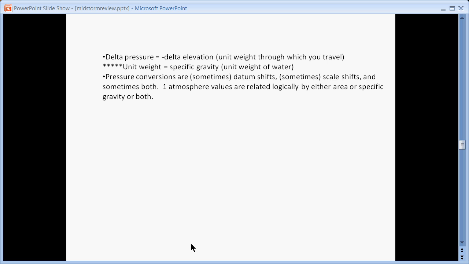Pressure conversions are sometimes datum shift, sometimes scale shift, and sometimes both. Understanding what one atmosphere values are for the systems helps out a lot. An atmosphere is the same as 14.7 pounds per square inch, which is the same as 760 millimeters of mercury. All the other conversions are generally related to those by understanding the specific gravity of mercury is 13.6, and understanding that there are a gross of square inches in a square foot.